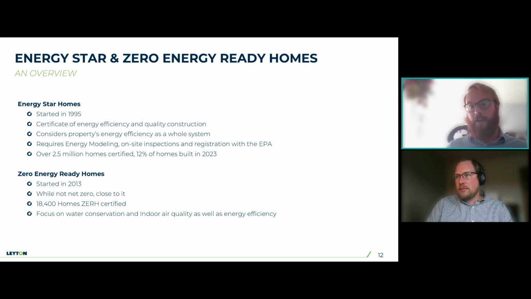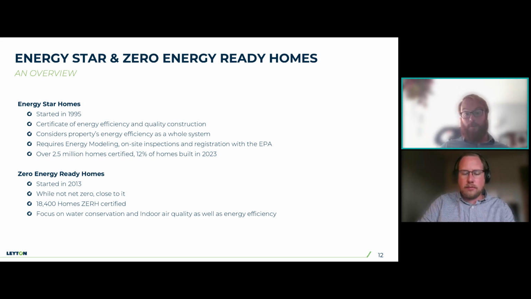The steps are that there are energy modeling requirements to show that you're hitting whatever the target is for energy savings. Then there are on-site inspections, which we'll dig into, to verify that what's in the model is actually what's installed on site. And then it gets registered with the EPA, the MLS, and the DOE. There are over 2.5 million Energy Star homes across the country, with 12% of all the homes built in 2023 being Energy Star certified. And the adoption of both of these programs is heavily influenced by this 45L tax credit.